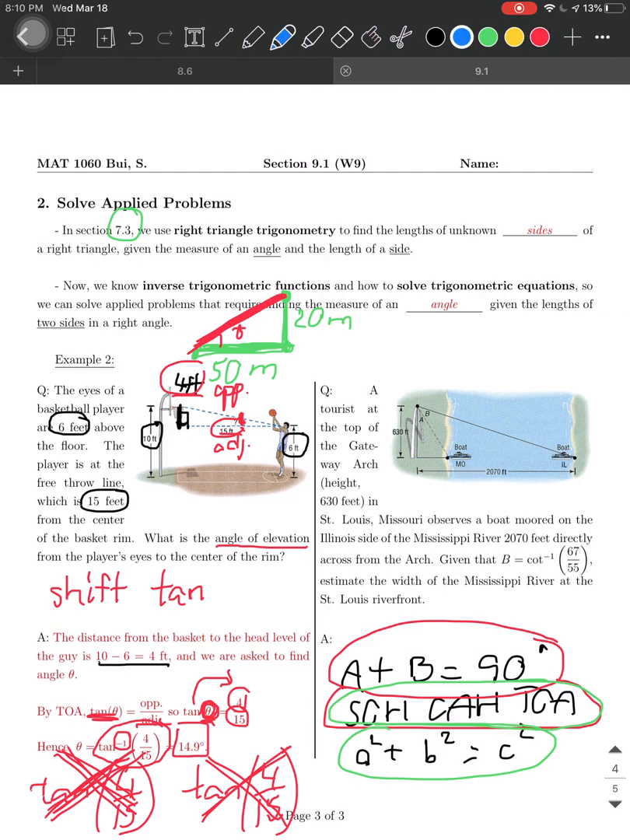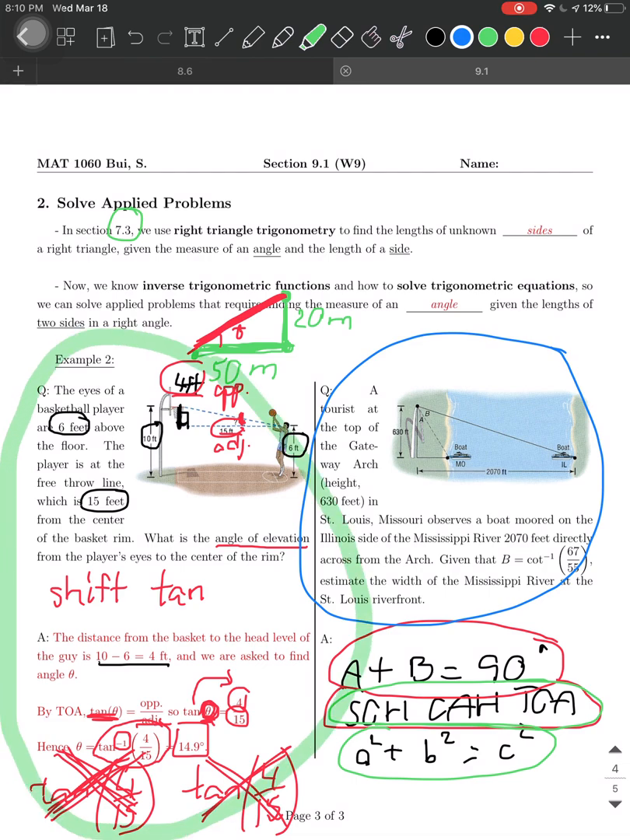So now, please try this problem in here yourself. And for these types of problems, you most likely will have them in the final exam. So let me circle this type of problem. You will have it in the final exam. Okay, so please be ready for it.